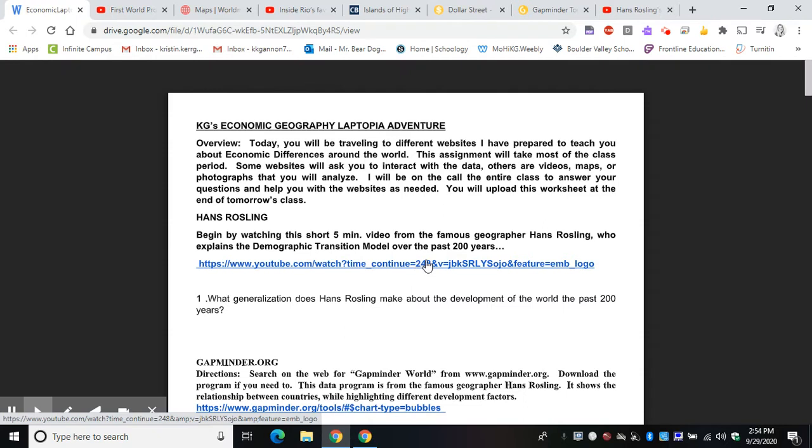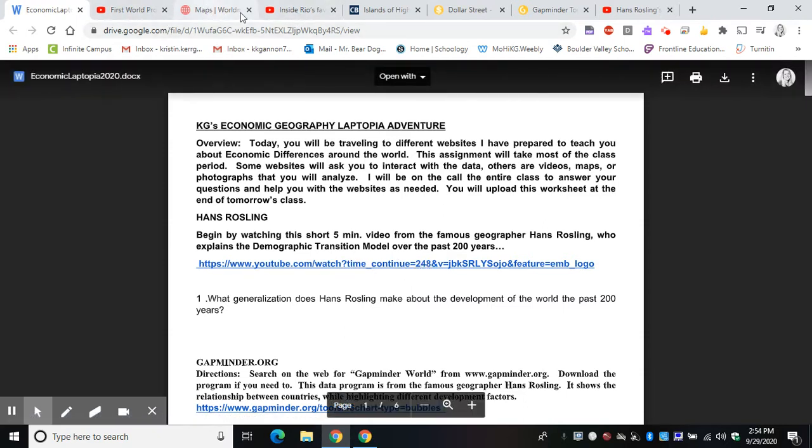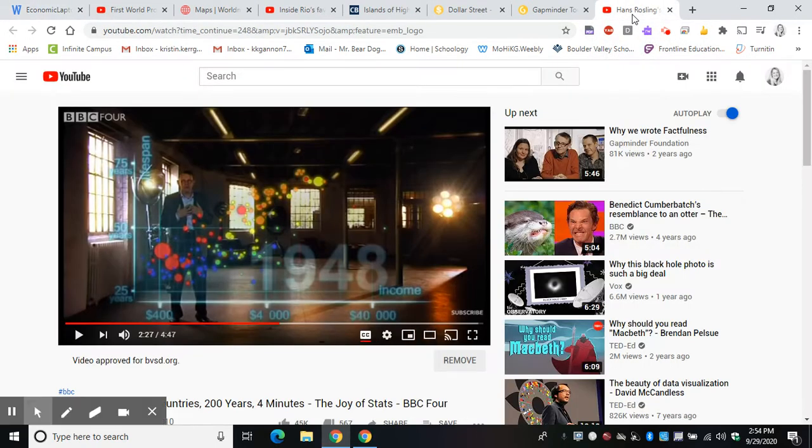The first thing that I have right here is a video that you're going to watch from a guy named Hans Rosling. And he's a very famous geographer. He's recently passed, but he's going to talk about how the development of the world has been improving through time. And he's got this cool model with these little bubbles. So you're going to watch this 4-minute video.